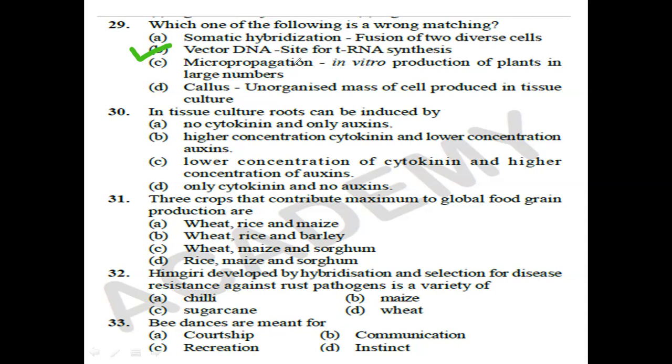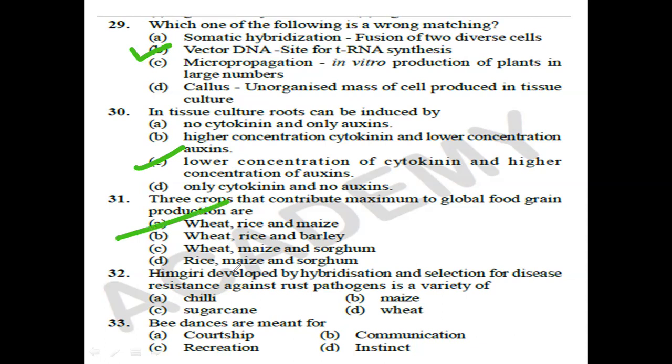Okay, so next. The answer for this question is option C. The three crops that contribute maximum to global food grain production are wheat, rice, and maize.